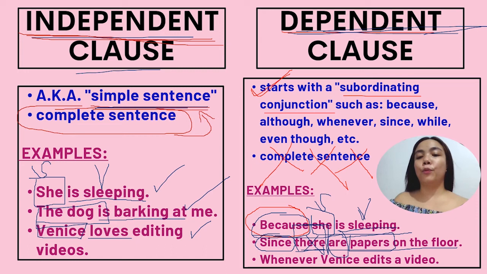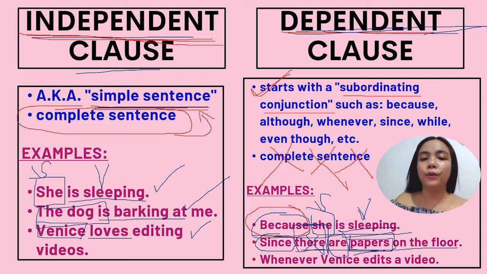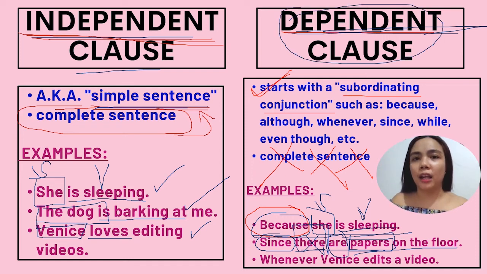Okay, we are talking about papers here. That's why papers is the subject. Okay, next, the last example. Whenever Venice edits a video. If you're gonna focus on that and try to understand, whenever Venice edits a video, what happens? So it is a dependent clause because it lacks something, right? But it is still a clause because it has a subject and a verb.